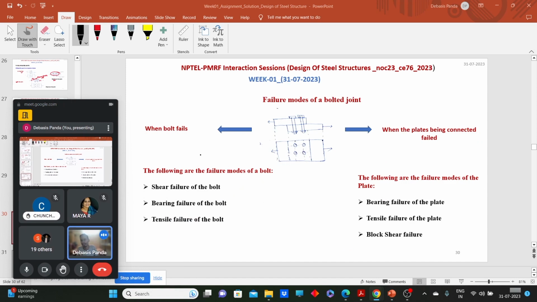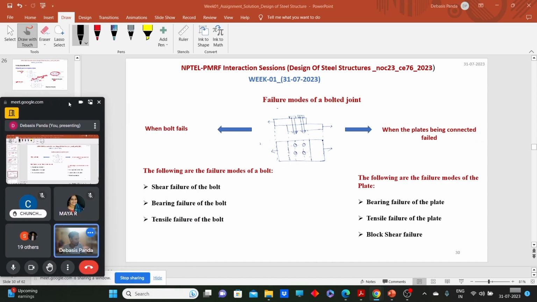So let's quickly go through the failure modes. If we want to design something safely, we have to understand what the possible modes of failure could be. Like if we need to design this pen, at first I have to understand how this pen can fail. I can break it with my hand like this. So for designing a steel structure or joint also, we need to understand how a bolted joint can fail. Tell me, how can a bolted joint fail?